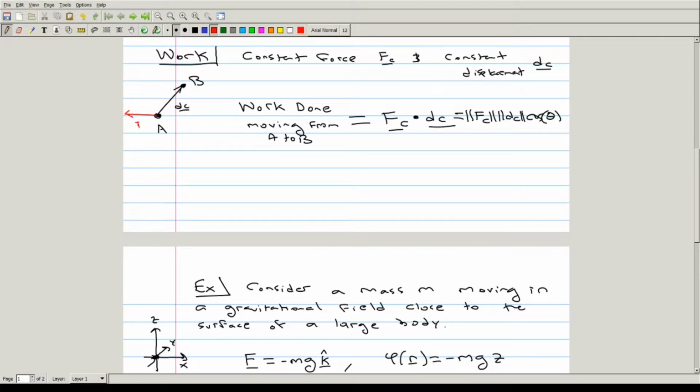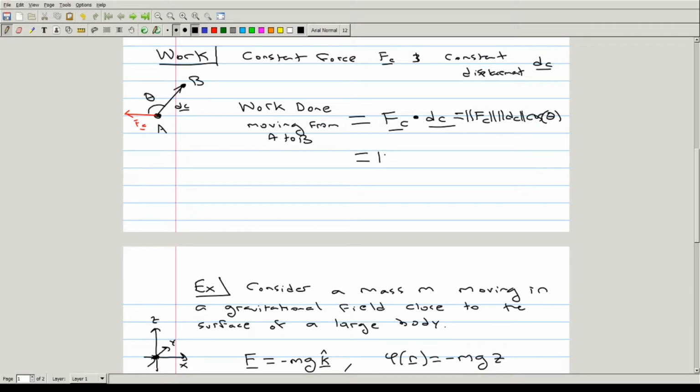This force is the constant force FC, and this is the angle between FC and DC. So we know from our dot product that this is true. And then what this is saying is exactly, well, we know that you can interpret this in two different ways.